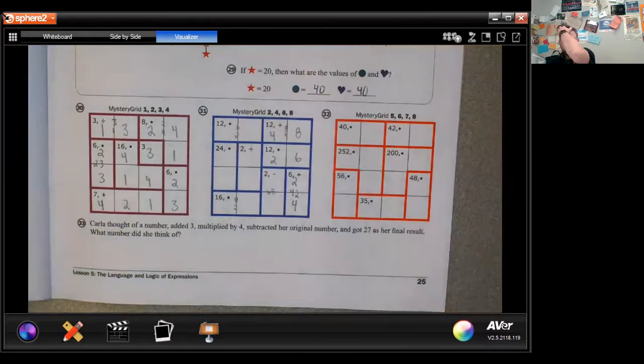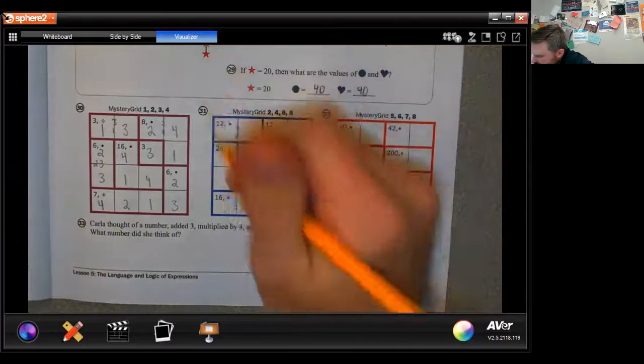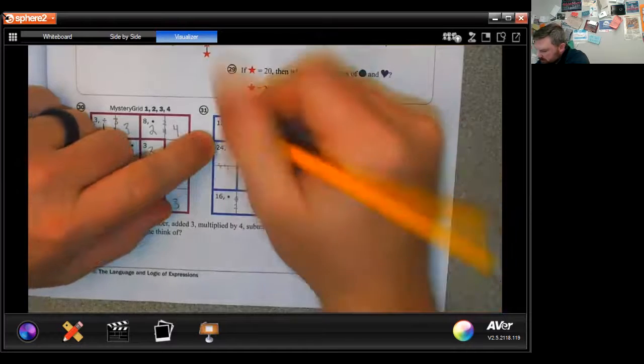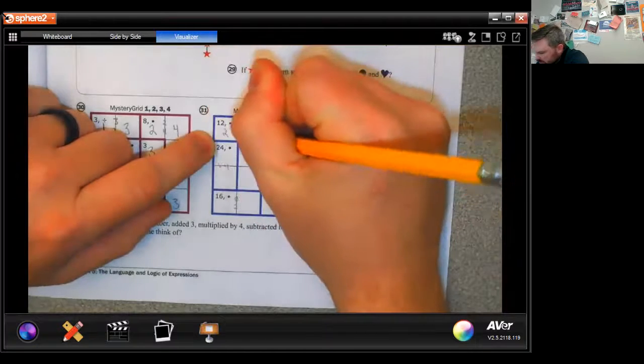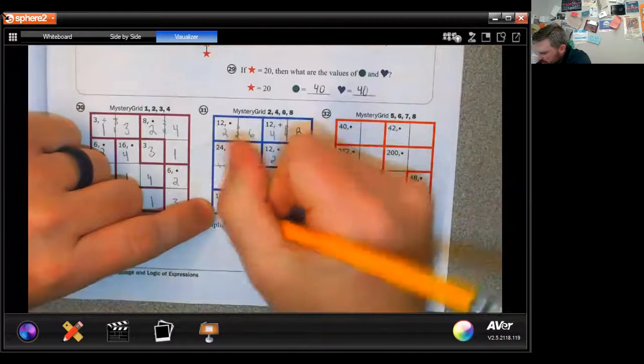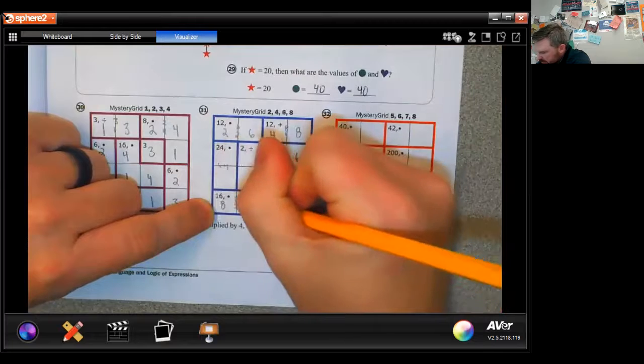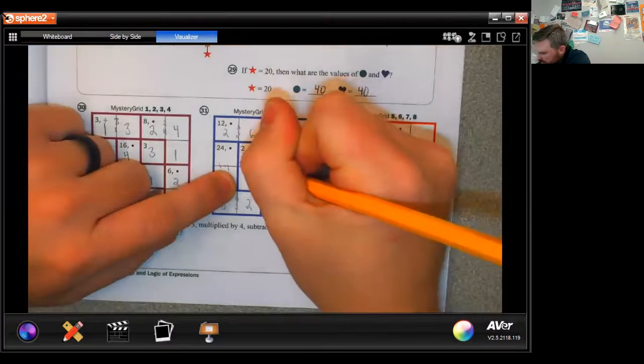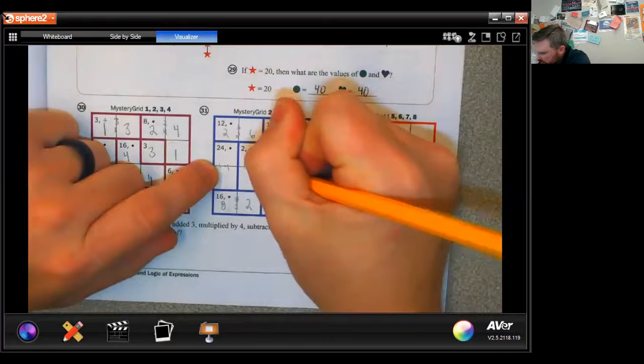Multiply to get 24 would be 6 and 4. So this is 6 and 4. So 6 is going here. So this is a 2 and then a 6. So 2 can't go there. So this is 8 and 2. So this must be 8 and 4.